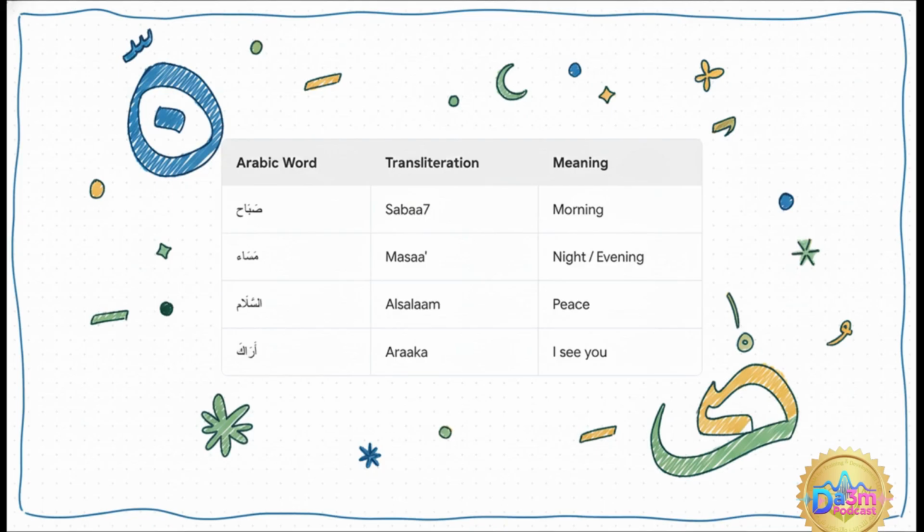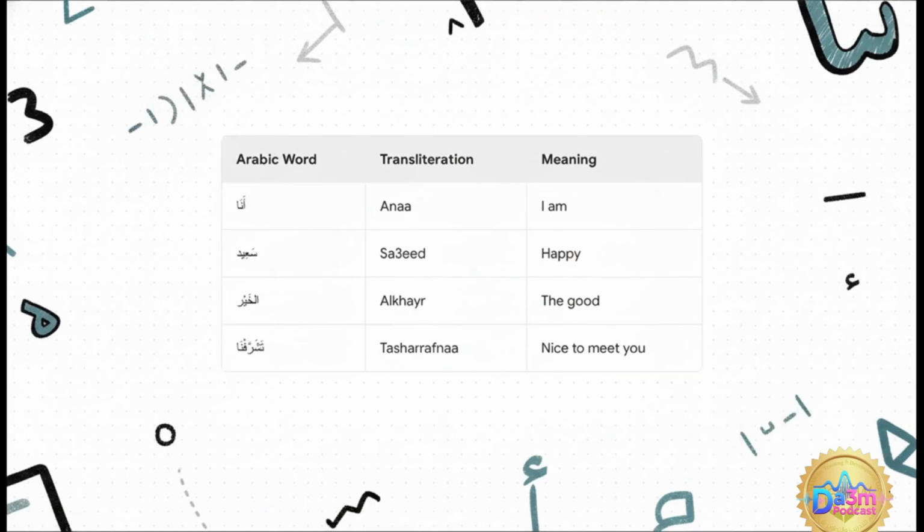Now look at the next one. Masa. Again, we see those fathas creating that ah sound. That means evening. And hey, here's our shadda in action, as-salam. You see that little stress mark on the S? That's why we say as-salam. It means peace. And lastly, araka, meaning I see you. Let's keep going. You're doing great.